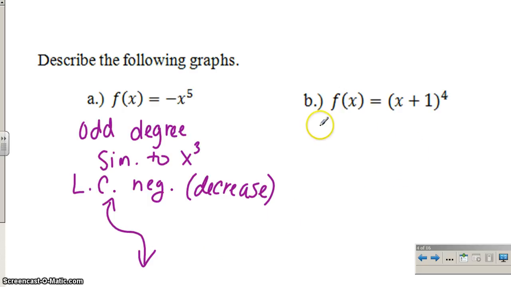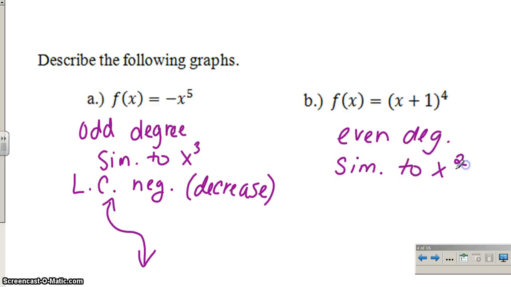For B here, this is going to be similar to an x squared because it's an even degree. Since my leading coefficient is positive, and I think about an x squared as a parabola opening up, since it's positive, the same thing is going to happen here.